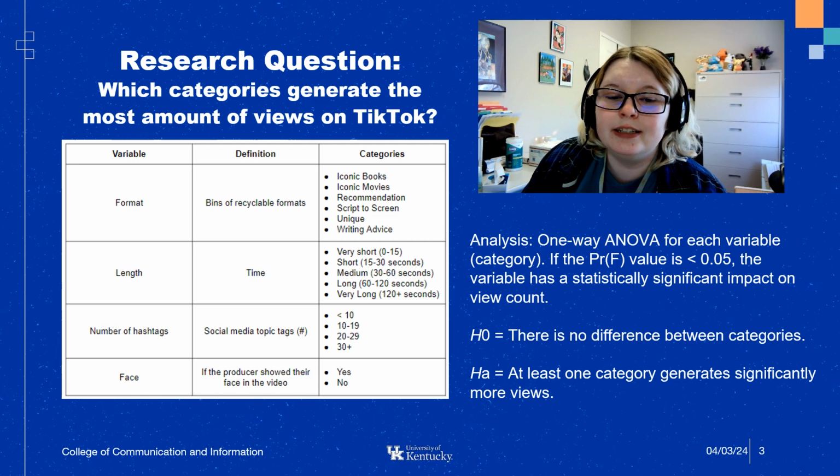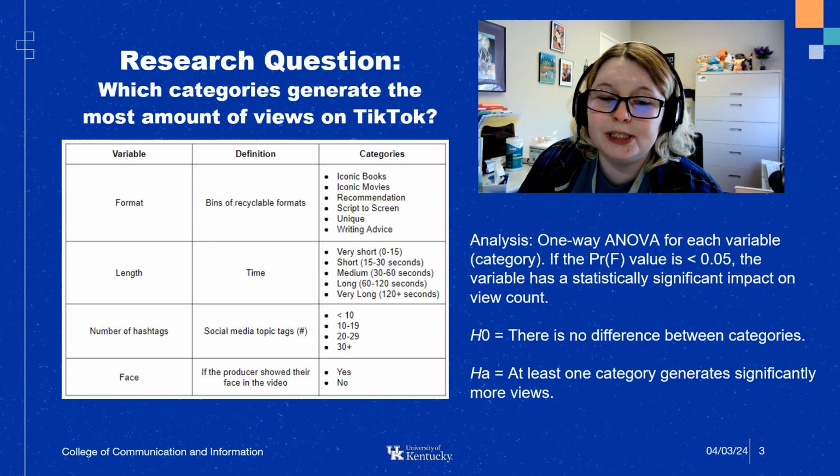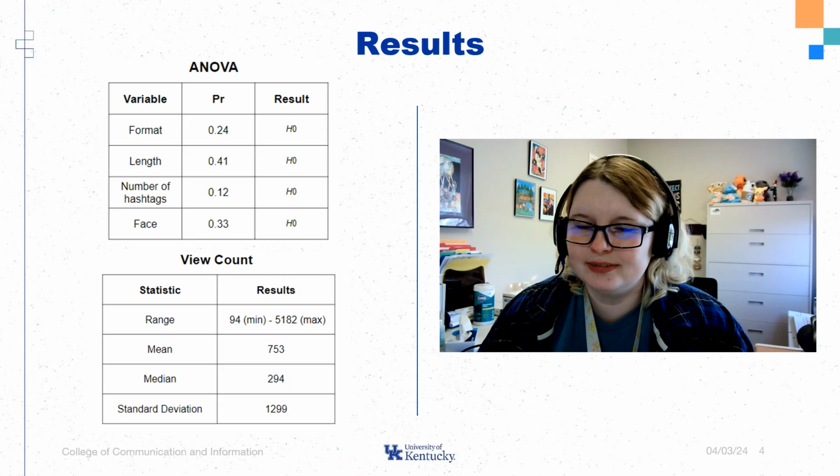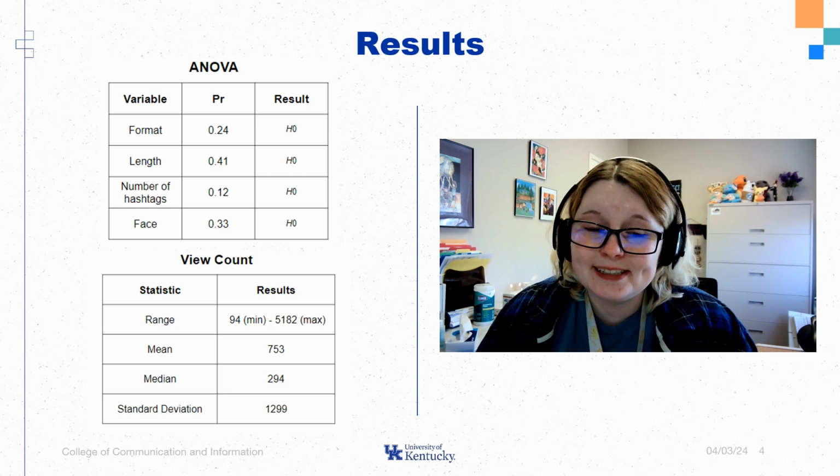For the analysis, I conducted a one-way ANOVA on each category. As we know, a p-value of less than 0.05 means that variable has a significant impact on the dependent variable, which in this case is view count. As you can see, none of the variables were statistically significant.